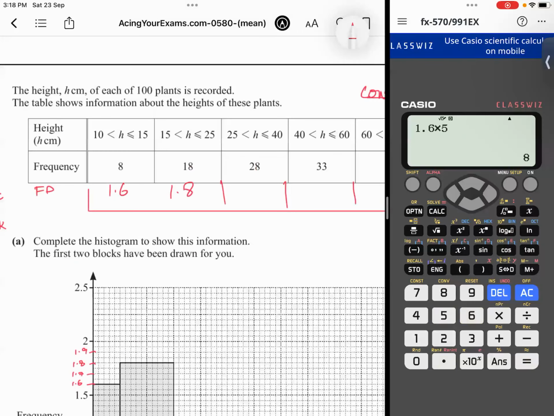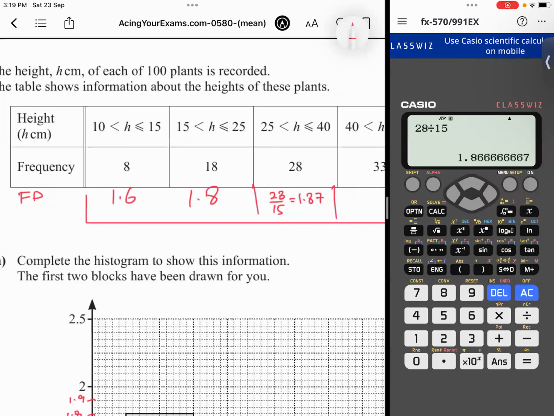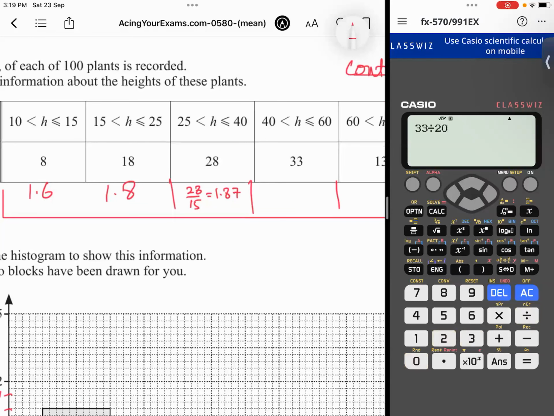So let's see. For the third one, frequency is 28 and the class interval is 40 minus 25, which is 15. So 28 divided by 15. So the answer is 1.8666. So I will write 1.87. All right, look at this. 33 is the frequency divided by class interval 20, because 60 minus 40 is 20. So the answer is 1.65.